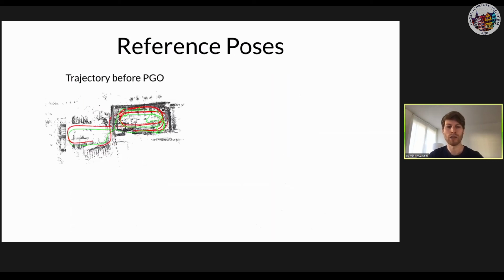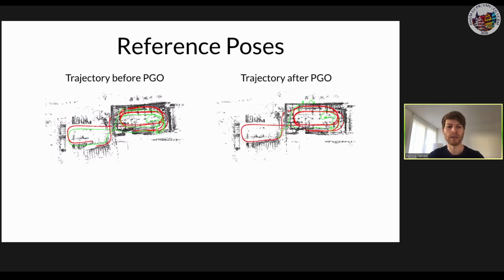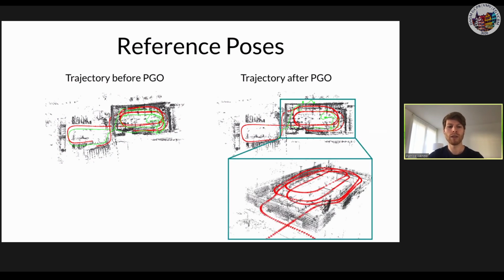Moreover, in challenging GNSS denied or combined indoor-outdoor environments, the GNSS positions are usually noisy or not available. Nevertheless, after the post-graph optimization, the trajectory is smooth and well aligned. This can also be observed in the vertical direction of this multi-level parking garage.